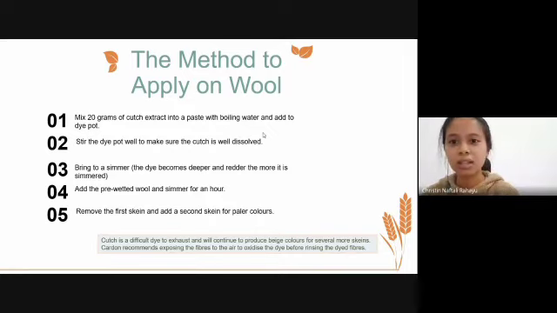Kutch is a difficult dye to exhaust and will continue to produce beige color for several more skeins. Cardon recommends exposing the fibers to the air to oxidize the dye before rinsing the dyed fibers.